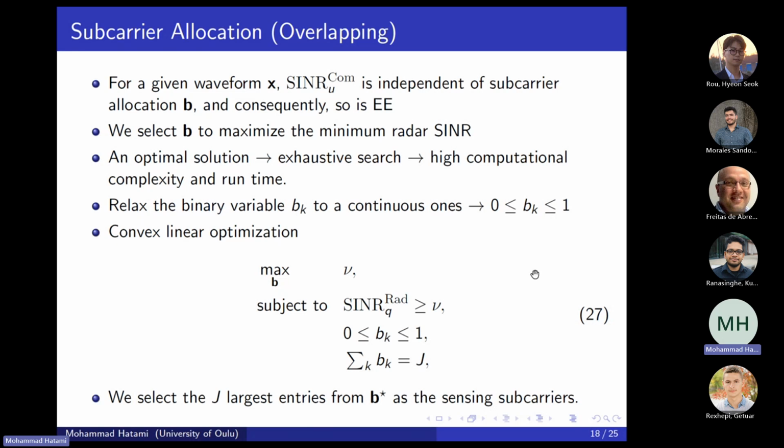for subcarrier allocation by solving these convex linear optimizations, 27. At the end, since the solution is continuous, we only select the J largest entries of this vector b, which is the output of this problem, as sensing subcarriers, because we only need to select J of them.